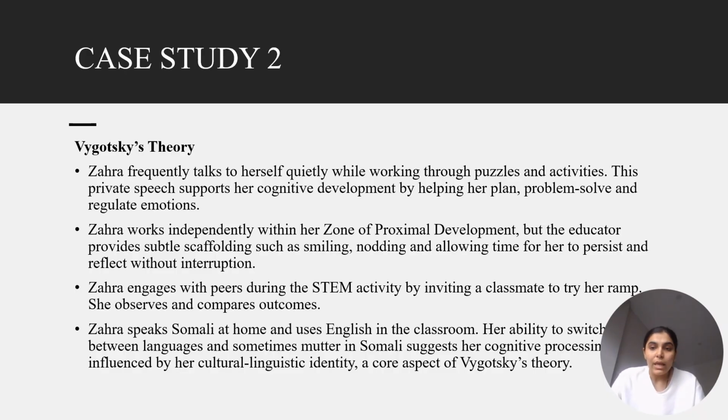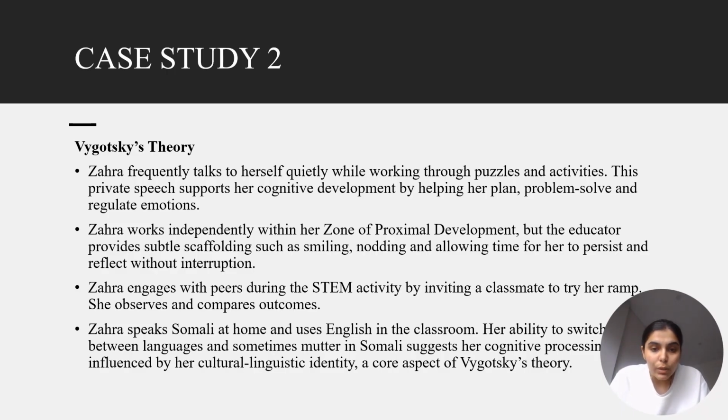Vygotsky's theory. Zara's learning is highly influenced by her social and cultural environment. Her talking to herself is a form of private speech, which Vygotsky believes is crucial for self-regulation and problem solving. She thrives in small group settings where she observes and gradually participates, a sign that she is developing within her zone of proximal development. Her background as a bilingual child also highlights Vygotsky's emphasis on the role of language in learning.